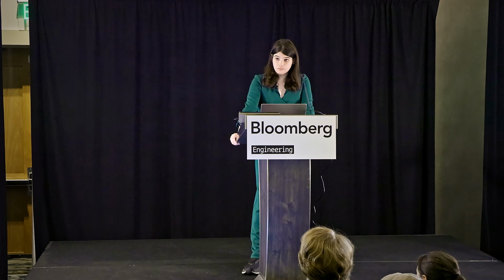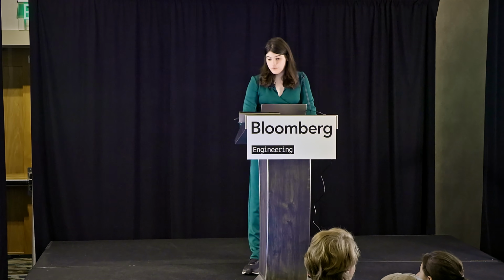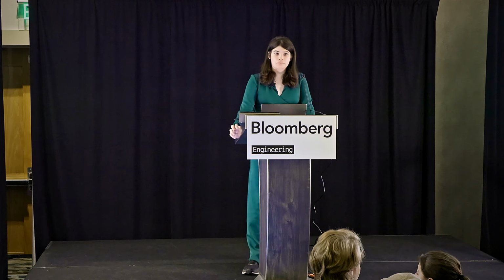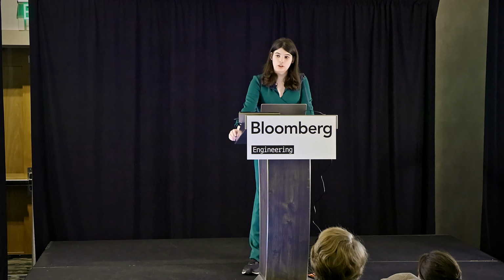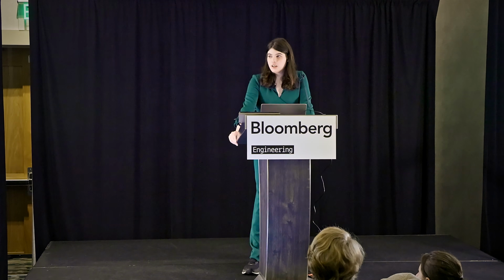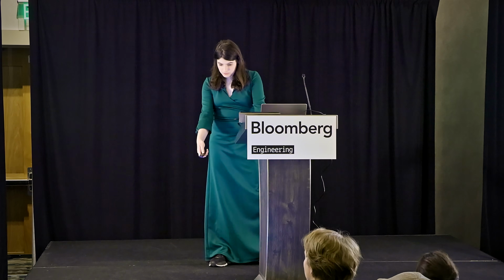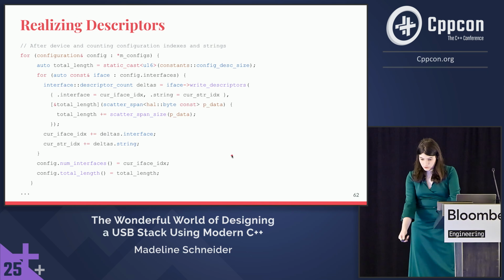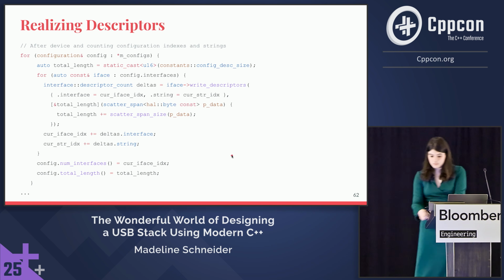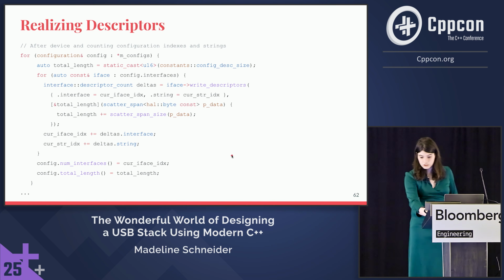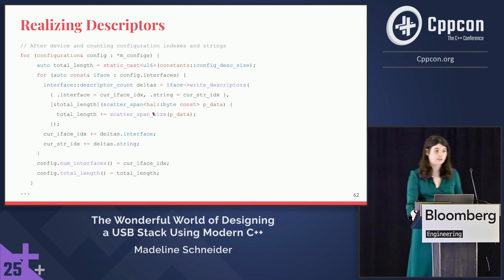I saw it returns a size, like how much it wrote. So I've made a helper function called getScatterSpanSize, which will do basically that. Yeah, so if you look here, ScatterSpanSize will get the individual elements of how many that is. That can tell you how much to allocate.